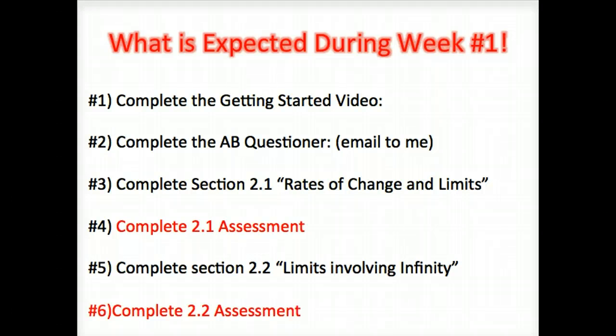Number 1, I would like you to complete the Getting Started video, which should be in the Getting Started button over to the left, top button on the main menu for this class. Number 2, please complete the AB questionnaire and email it back to me. Number 3, complete section 2.1, rates of change and limits. When you finish that section, please complete the assessment 2.1 and also complete section 2.2, limits involving infinity, and complete the 2.2 assessment.